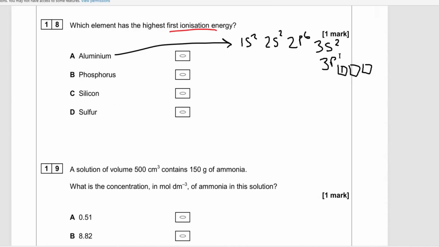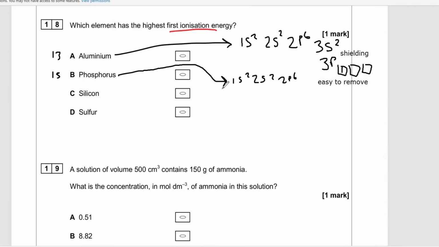So this has one electron in its 3p subshell, and that one electron in the 3p subshell is shielded by the 3s2 that's closer to the nucleus. So that's probably going to be quite easy to remove. I wouldn't imagine that's going to have a very high ionization energy relative to the others. Then let's look at phosphorus. Phosphorus has how many electrons?